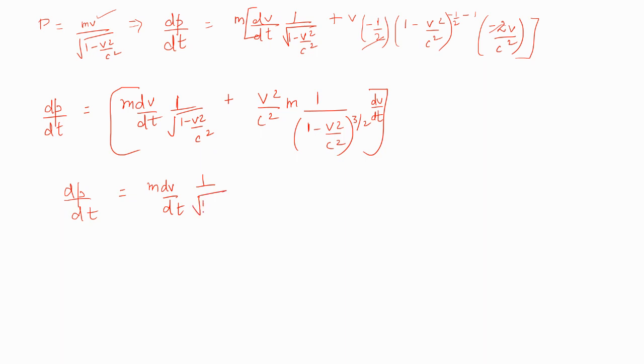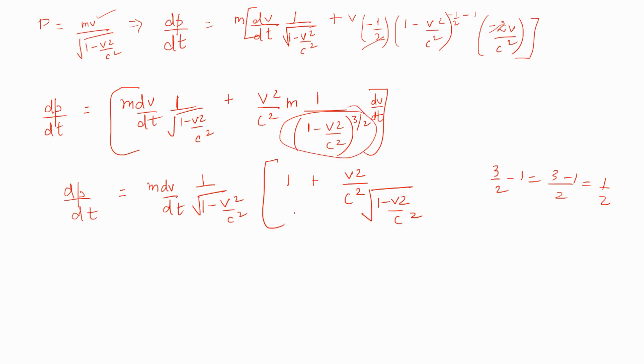1 upon under root 1 minus v square by c square. I'm taking m dv by dt into 1 upon under root 1 minus v square by c square common from both the terms. Okay, m dv by dt. So now you can see here it will be v square by c square under root 1 minus v square by c square, because 3 by 2, if you are taking minus 1, then what you will get? 1 by 2.